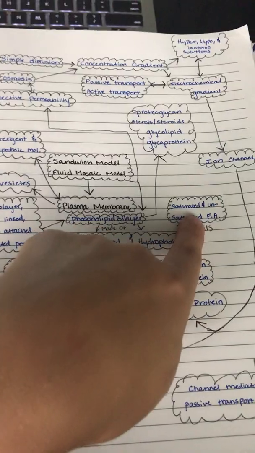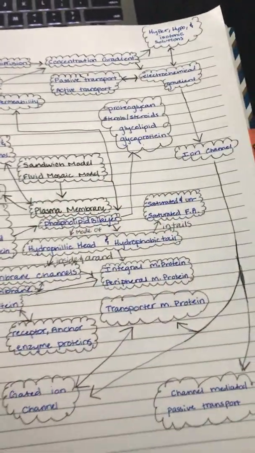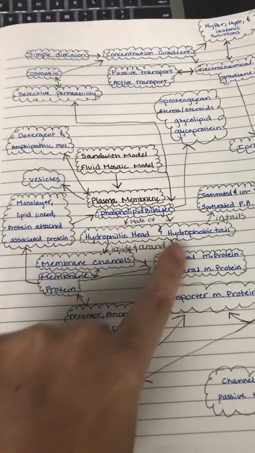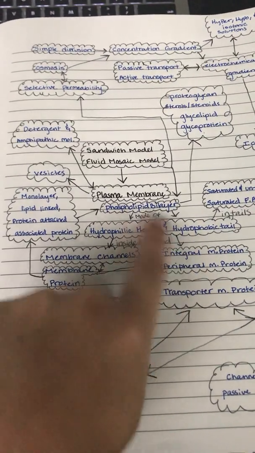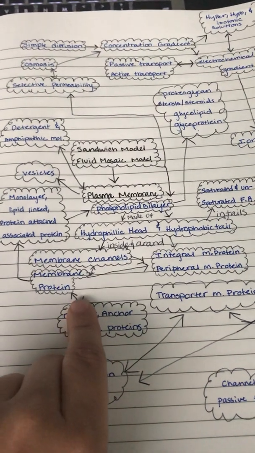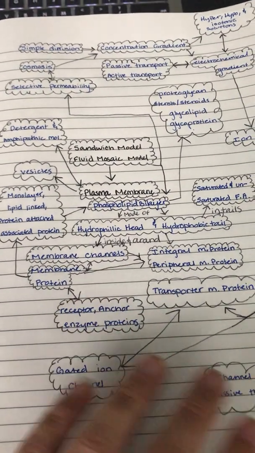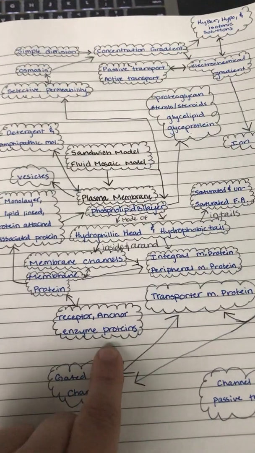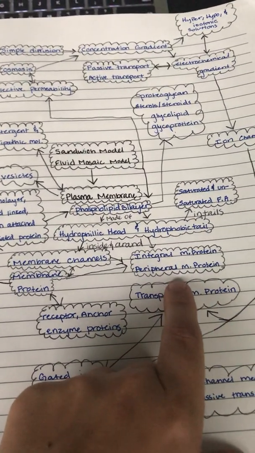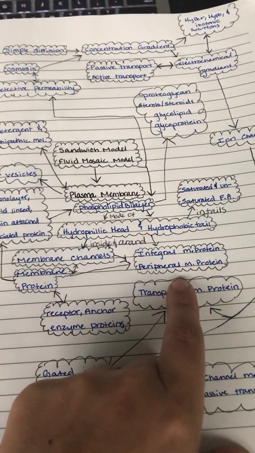The hydrophobic tail has the saturated and unsaturated fatty acids, and then inside and around the phospholipid bilayer we have membrane channels, membrane proteins, and these can include receptor, anchor, and enzyme proteins, transporter proteins, integral and peripheral membrane proteins.